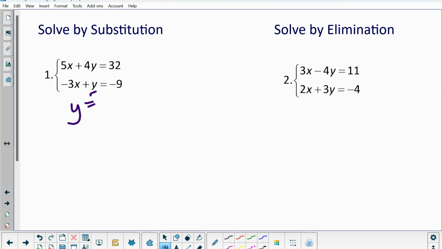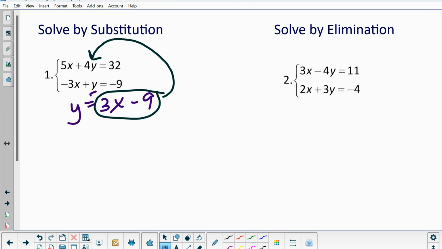So I'm going to add the 3x to the other side. And then, like I said, y doesn't have a coefficient, which means I don't have to do any dividing, and it makes it a simpler equation to get one variable by itself. So I solved it for y. I'm going to take the 3x minus 9 and substitute it in for y into the other equation. So I have 5x plus 4 times 3x minus 9 equals 32.